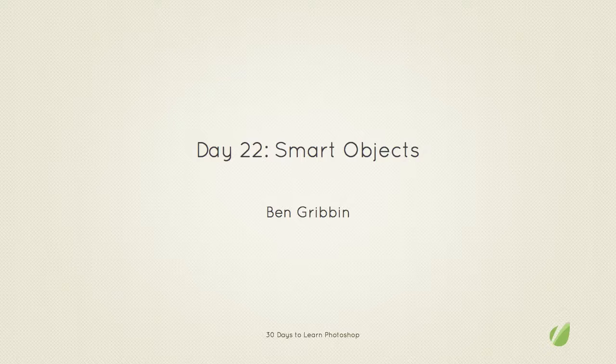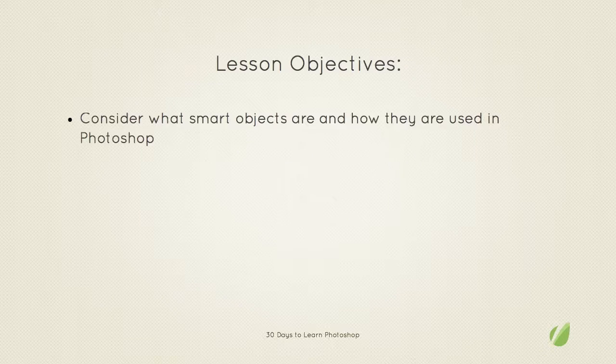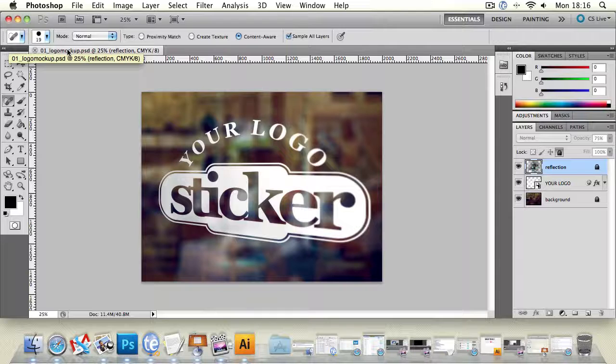My name is Ben Gribbin, and in today's lesson we're going to consider what smart objects are and how they are used in Photoshop. So let's go ahead and switch over to Photoshop. We're going to demo what a smart object is first and how they are used, because they are quite impressive. This here just appears like a window which has a smart object, a sticker, applied to it.